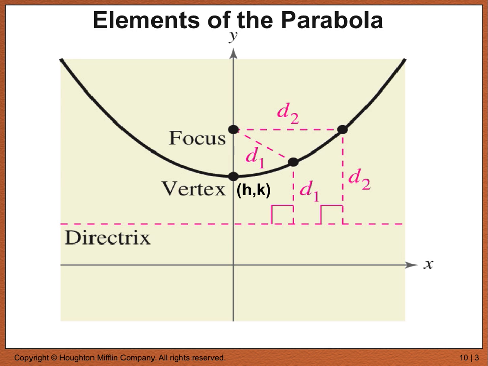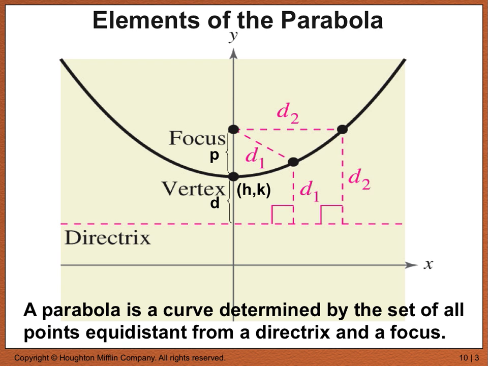Okay, so the elements of the parabola. You should definitely write this down and even copy the graph down because it's good reference. Parabolas have a focus, they have a vertex, they have a directrix, which is represented with a dotted line because a directrix is not part of the graph of a parabola. It's just a line that is used for reference. And the reason there's a directrix is because the definition of a parabola is a curve determined by the set of all points equidistant from a directrix and a focus.